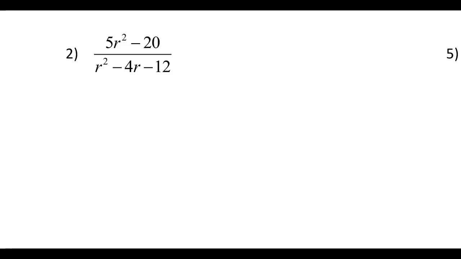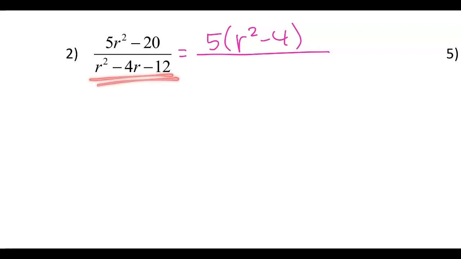All right. Zara, for question number 2, in the numerator, could you factor anything out from here? Okay. What can you factor out from the numerator? Because you have a 5r squared and a 20. Okay, so we're going to factor out a 5. That leaves r squared minus 4 in parentheses for your numerator. In the denominator, I don't have a GCF that I can factor out, so I'm just going to recopy r squared minus 4r minus 12.